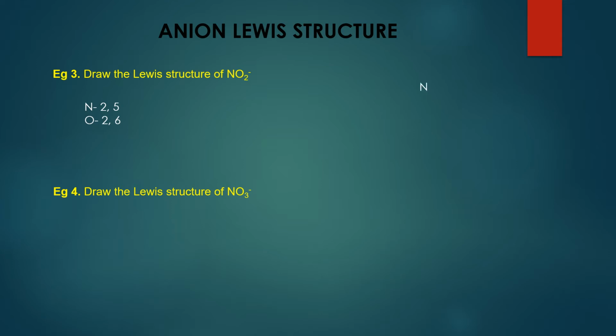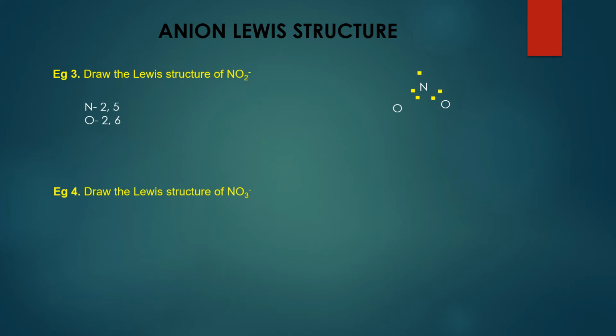So first thing we do is to position the atoms. One nitrogen surrounded by two oxygen atoms. Okay, now we are going to put the valence electrons around the atoms. So nitrogen has 5 electrons. We will draw the 5 electrons around nitrogen in pairs. So that's 1, that's 2, that's 1 pair, that's 3, 4, and that's a fifth electron.